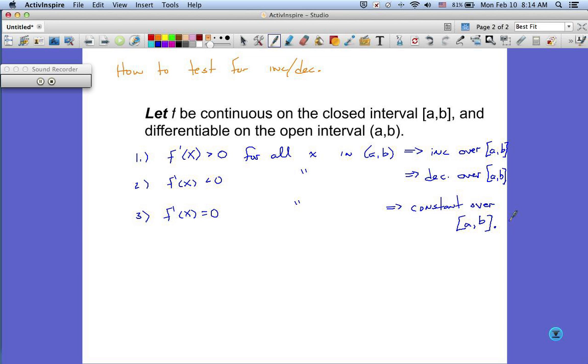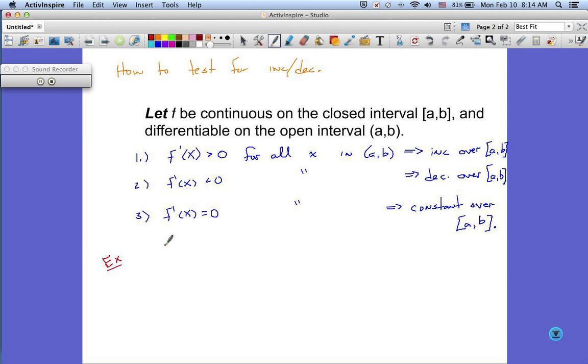All right, and I think those are relatively obvious, right? If the derivative is positive, that means your slope is positive. If your slope is positive, you're going uphill. Uphill, we just saw, meant you had the increasing scenario: x1 less than x2 implied that f of x1 is less than f of x2. Okay, and the same is true for numbers 2 and 3. So let's look at an example here, and then we'll move on to the first derivative test.